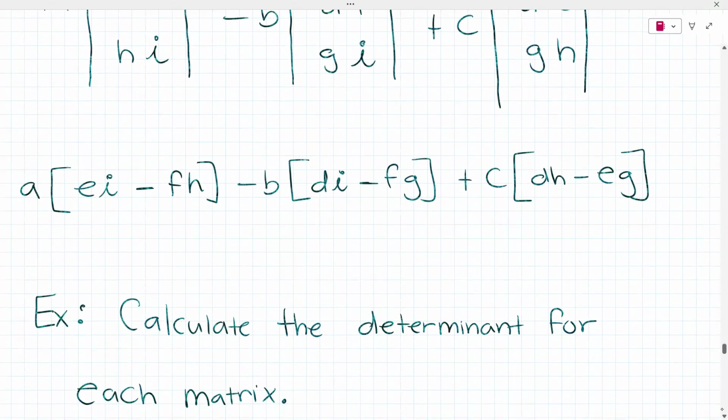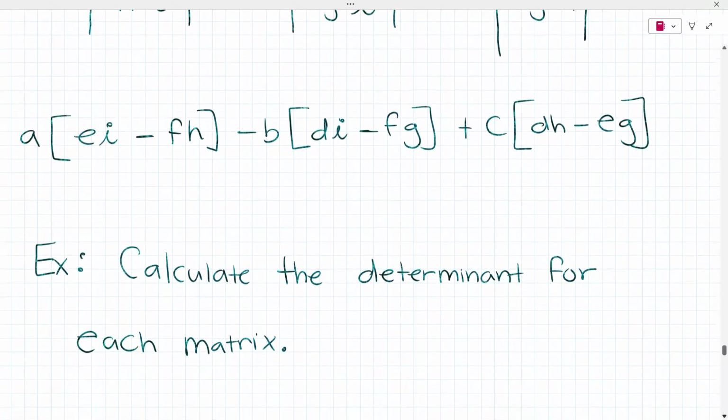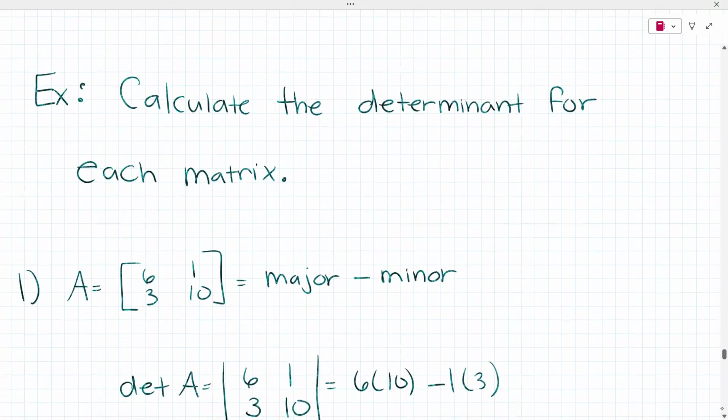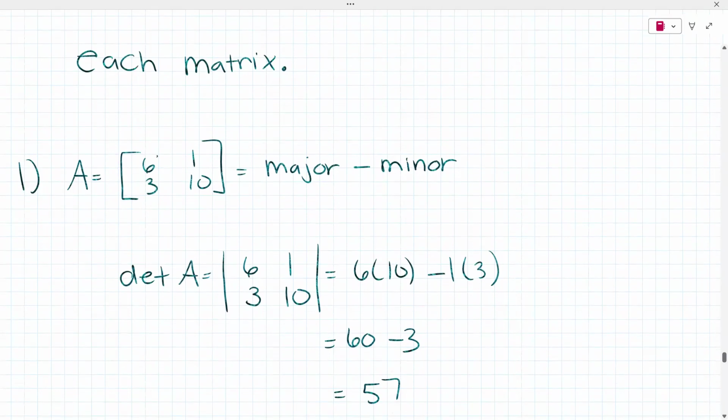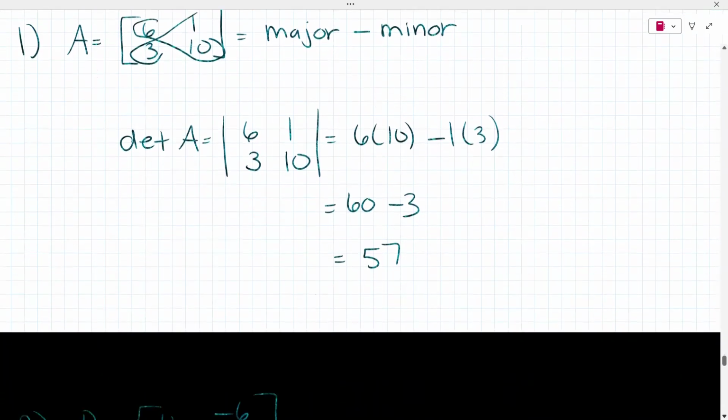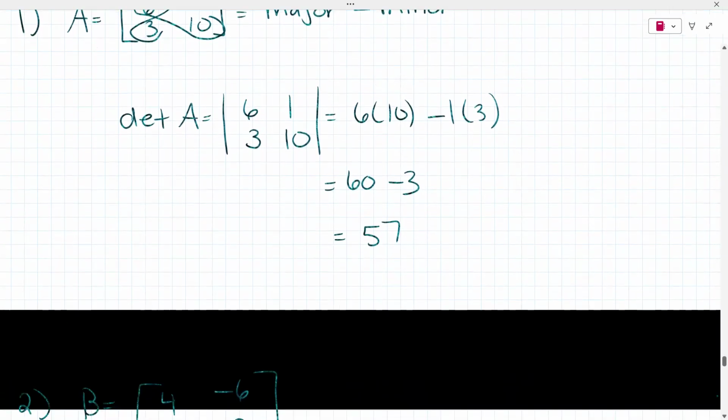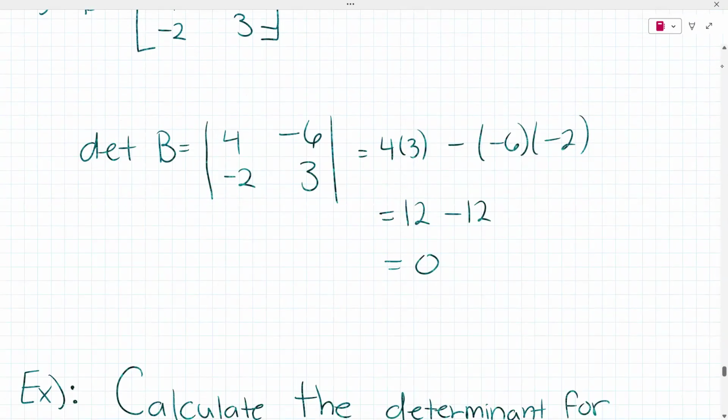Now that you know, let's go over some skills. Calculate the determinant for each matrix. Matrix A is a 2 by 2: 6, 3, 1, 10. You want to find the determinant. You multiply 6 times 10 minus 1 times 3. So that's 60 minus 3, which is 57. That's not too bad. 2 by 2s are not too bad.